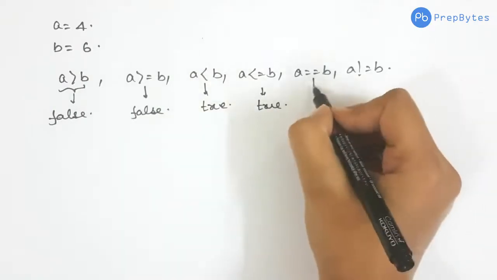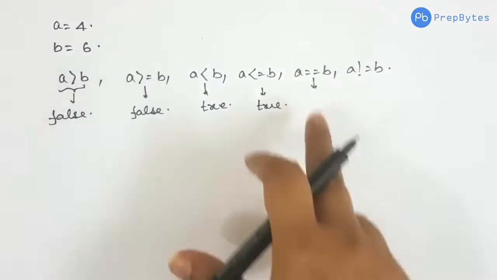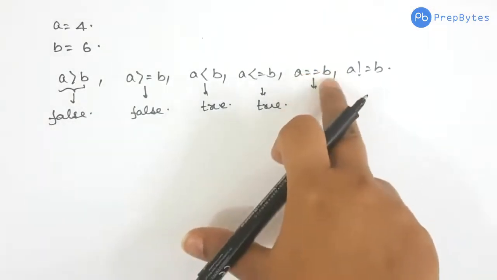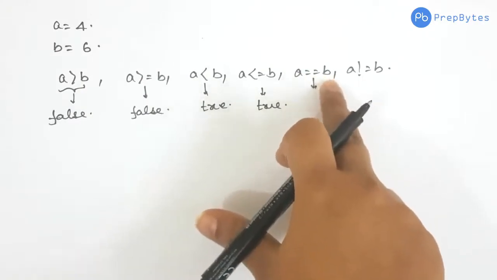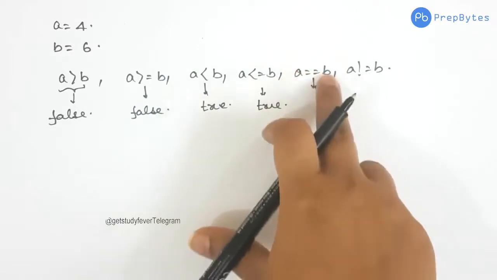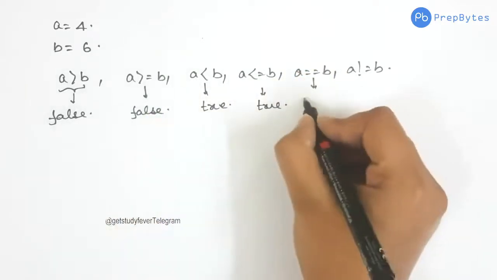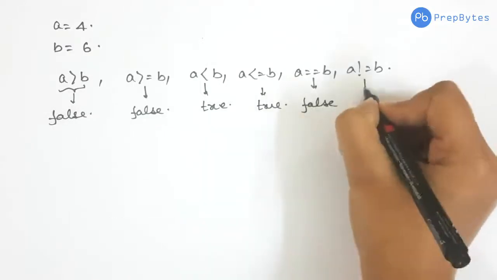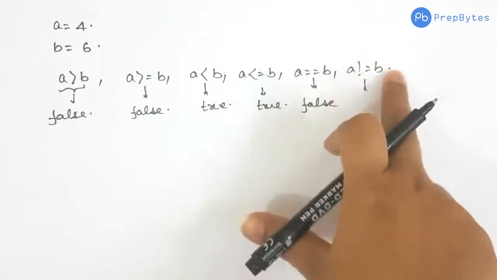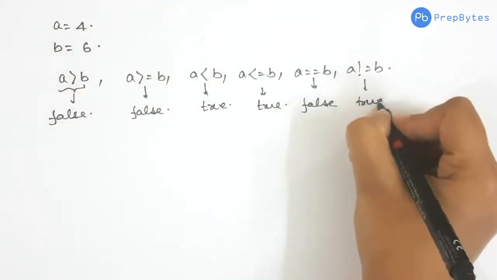Here we have double equal to. In Java and C++, we don't use single equal to for equality. The reason being, single equal to is used for assignment, so we use double equal to for checking equality. So here, do we have a equal to b? No, so the answer will be false. This is for checking whether a is not equal to b. We have a not equal to b, right? A is not equal to b, so this is true.